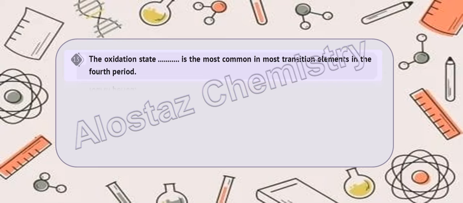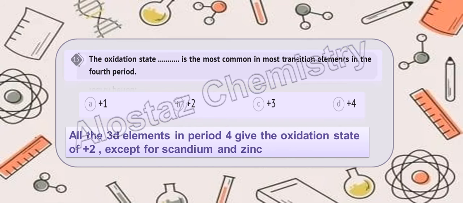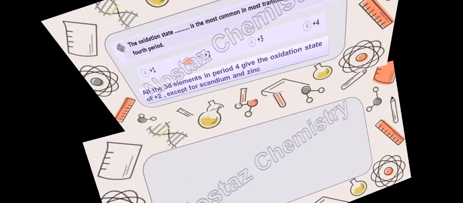Question 13 says, what is the most common oxidation state in most transition elements in the fourth period? In the fourth period, we have oxidation states +1, +2, +3, and +4. If we concentrate on the most common, all the 3d elements in period 4 give the oxidation state +2, except two elements only: scandium and zinc. So the right answer here is letter B, +2.